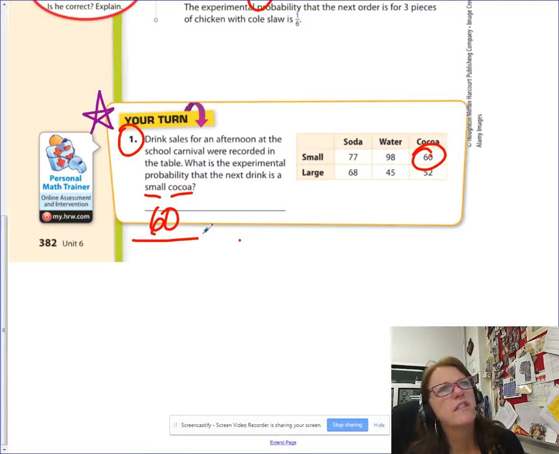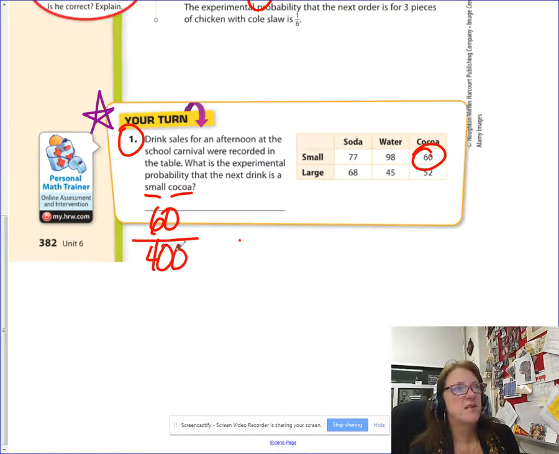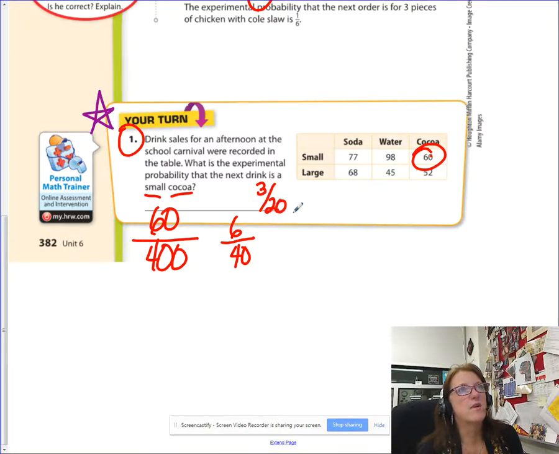52, is that 52? I believe so. You get a total of 400 possibilities. 60 of those were the cocoa. Get that in simplest form. As I do this, because I'm old school, divide by 10 on the numerator and denominator, or factor that out, you get 6/40. That's the same as 3/20.